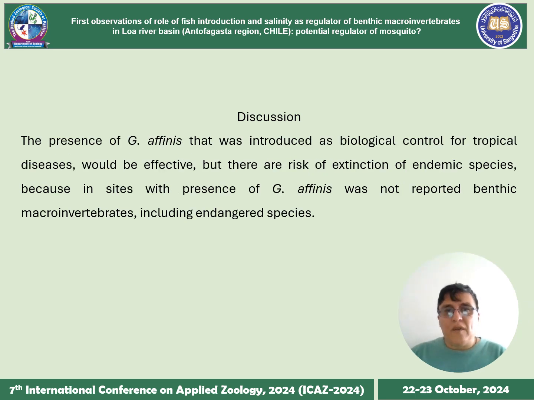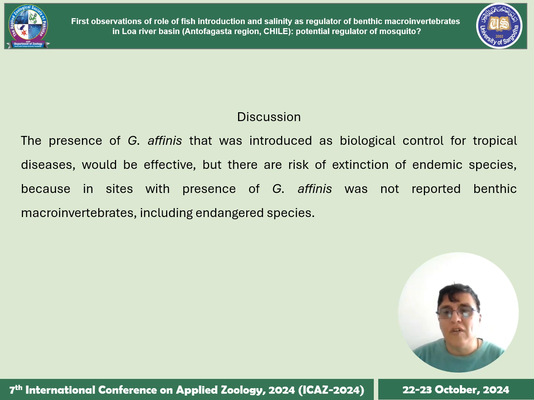Also in the discussion, the presence of Gambusia affinis, which was introduced as biological control for tropical disease, will be effective, but there is a risk of extinction of endemic species, because in sites with presence of Gambusia affinis the presence of benthic macroinvertebrates, including endangered species, was not reported. Then this means that the role of biological control perhaps can have a prejudicial effect on the ecosystem, because Gambusia affinis introduction generates extinction of endangered species.